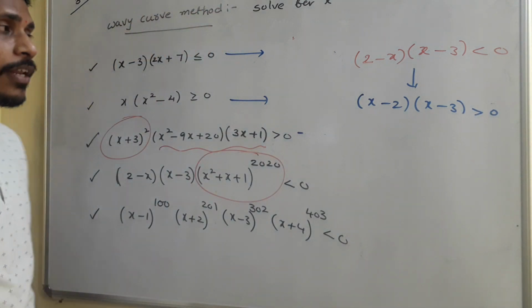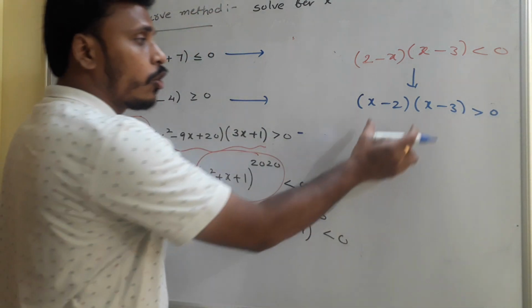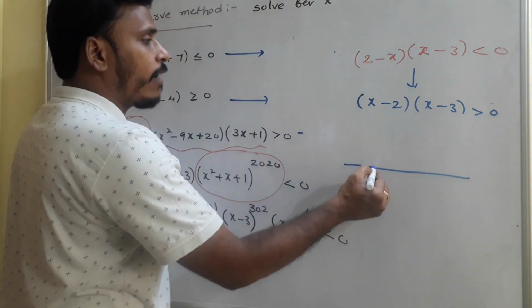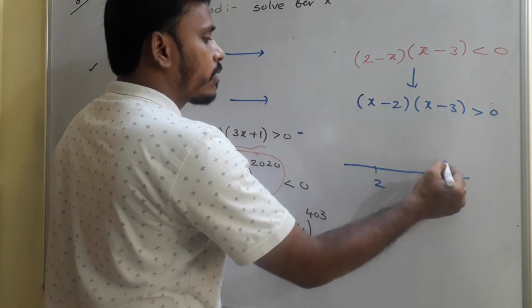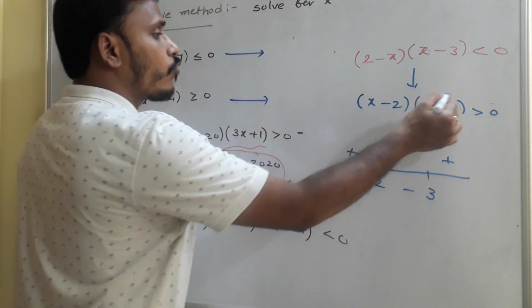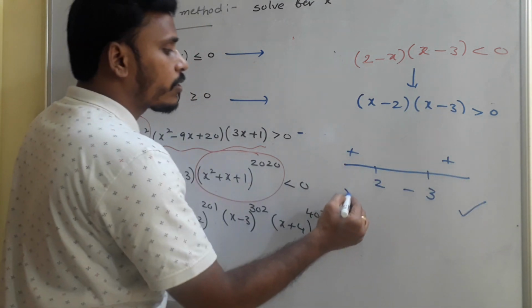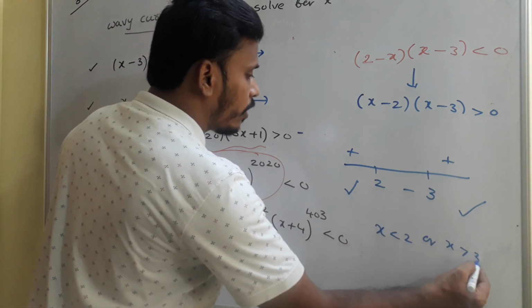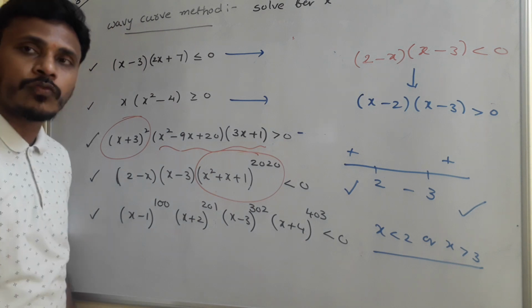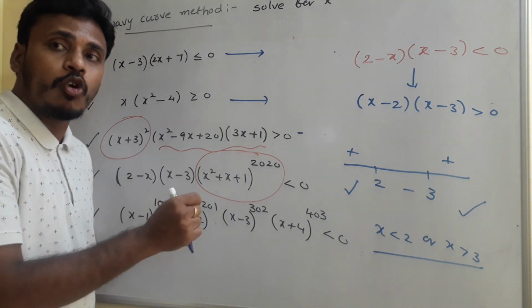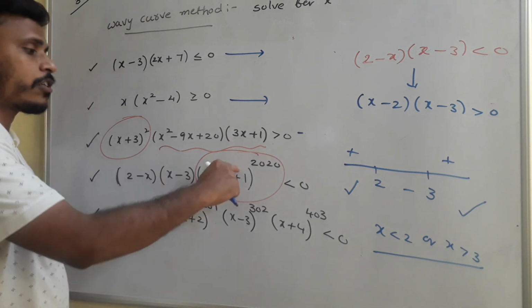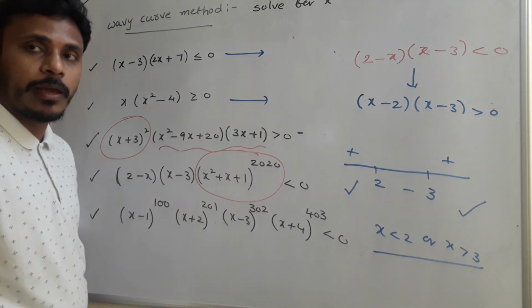And again, since x minus 2 into x minus 3 greater than 0 is the required format, go with the wave curve or with the graph. Mark 2 and 3. This side plus, minus, plus. Since we need the positive region, after this 3 and below this 2, so x less than 2 or x greater than 3. This is the required solution for x. Every value of x which is either less than 2 or greater than 3 surely makes this expression a negative quantity. Okay, just add it.